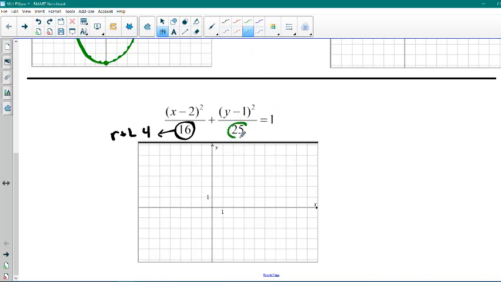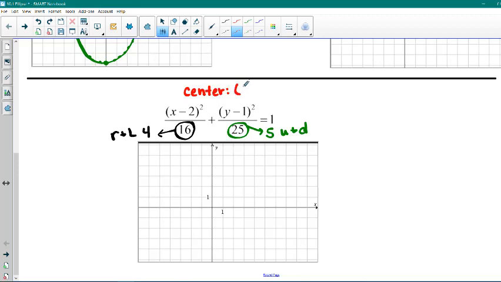Under the y term, we see 25. If we take the square root of that, we get 5. So that means we're going to go up and down 5. But from where? Well, notice how much this resembles the circle, and it follows the same h, k-ness that the circle does.